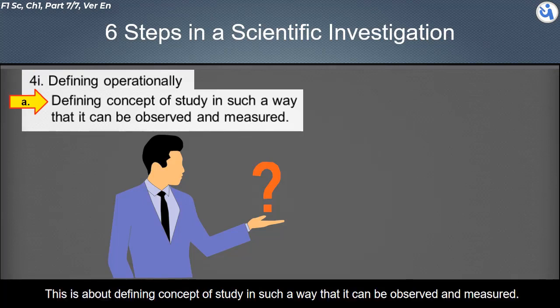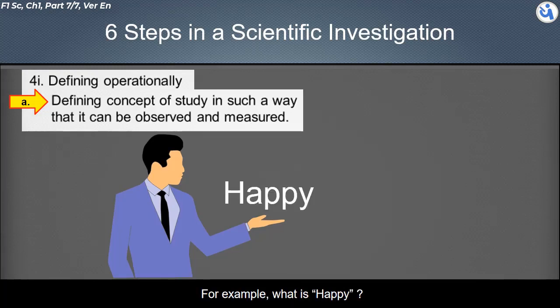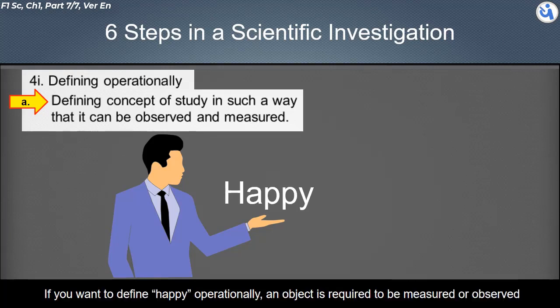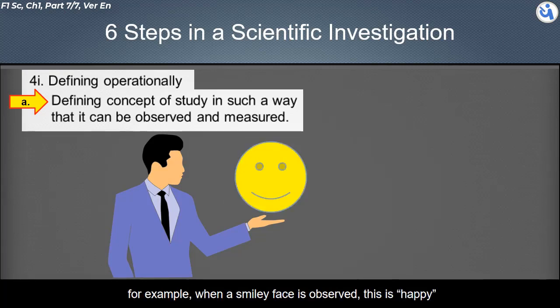The ninth skill is defining operationally. This is about defining the concept of study in such a way that it can be observed and measured. For example, what is happy? If you want to define happy operationally, an object is required to be measured or observed. For example, when a smiley face is observed, this is happy. Face is the object to be observed.